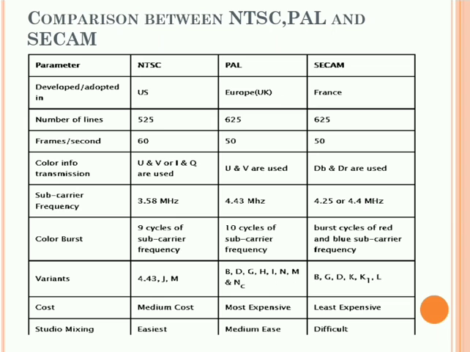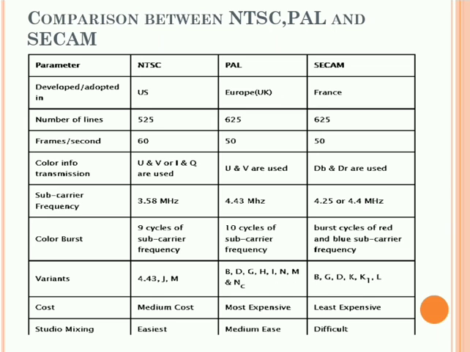The Y signal bandwidth for the NTSC system is 4 megahertz, for the PAL system it is 5 megahertz, and for the SECAM system it is 6 megahertz. The luminance signal modulation in the case of NTSC is AM negative modulation. For PAL it is the same, AM negative. For the SECAM system we use frequency modulation, meaning for PAL and NTSC we use amplitude modulation, while we use FM modulation for the SECAM system.